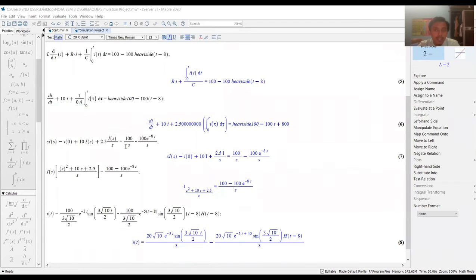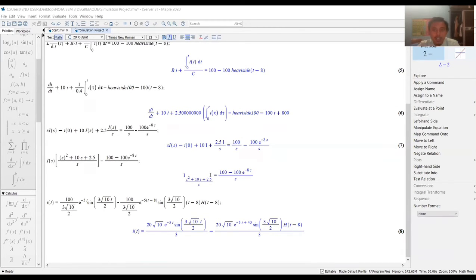And next, for the number 7 calculation, which is sI(s) minus I(0) plus 10 I(s) plus 2.5 I(s) over s equal to 100 over s minus 100 e to the power of negative 8s over s, and we get the result, which is sI(s) minus I(0) plus 10 I(s) plus 2.5 I(s) per s equal to 100 per s minus 100 e to the power of negative 8s per s.